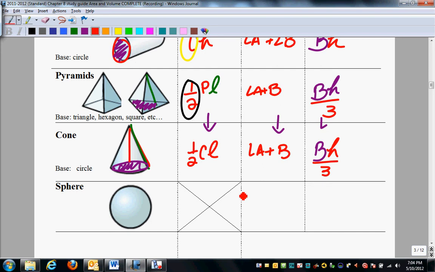For a sphere, surface area is 4 pi r. Volume also starts with 4 pi r. But then to complete, for surface area, it's 4 pi r squared. For volume, it's 4 pi r cubed over 3.